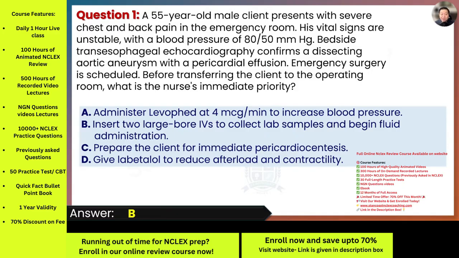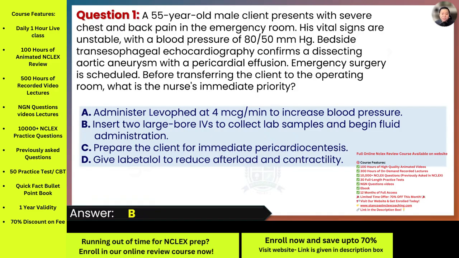Letter C is also incorrect. We know that pericardiocentesis is sometimes necessary to relieve tamponade, but it is not the priority in this case because the patient's condition is unstable and the surgery is already planned. When the surgery is delayed because of pericardiocentesis, this could be dangerous, and the pericardial effusion should be managed surgically during the emergency operation.